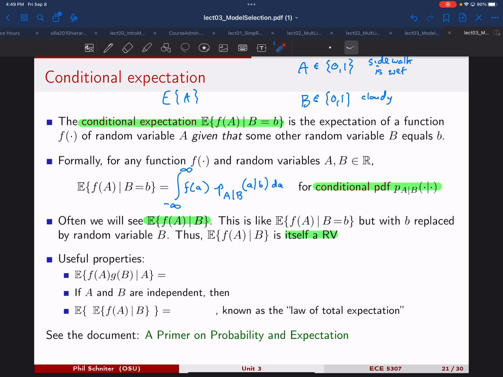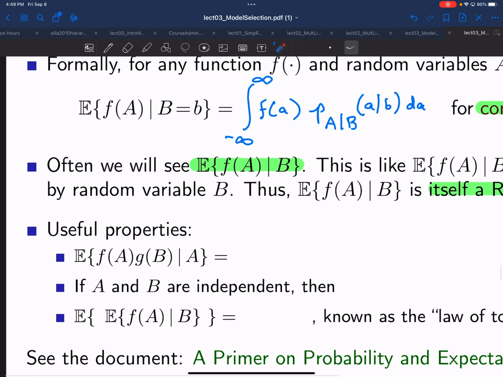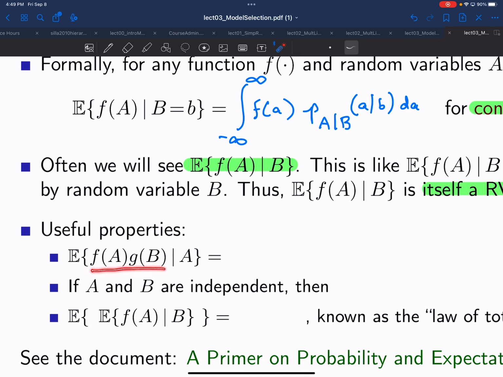Now again, there's really just a few basic quantities that we'll use over and over again. So I'll go through those next if there's no questions. Okay, so the first useful property is going to go like this, and it's a little bit intuitive. So let's say you have this big ugly thing, which is some function of a times some function of b, and you want to know what is this on average, given that someone basically tells you what a is. So what do you think happens here? How can we simplify this?